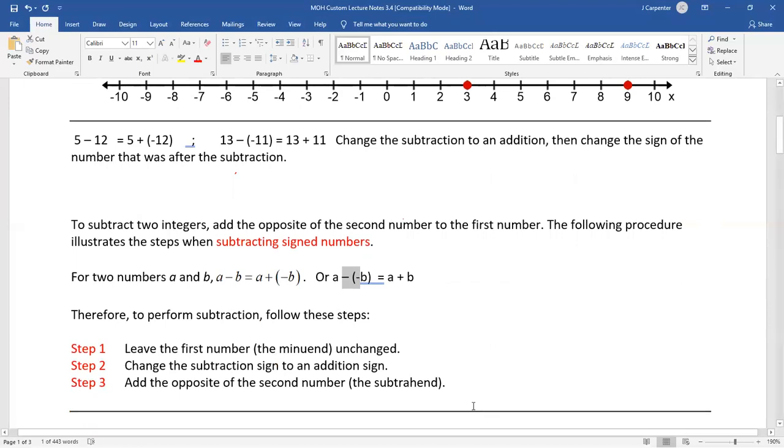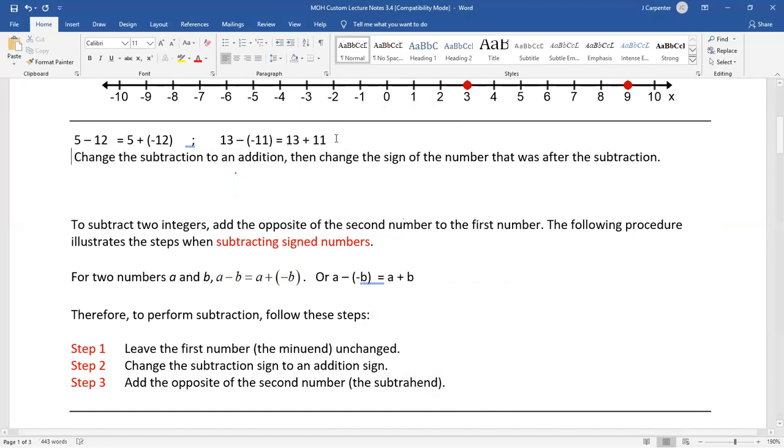And this is the textbook's version of it. And I really don't like the fancy words minuend and subtrahend. I will admit I have never used them verbally in my entire life. So leave the first number unchanged. Change the subtraction sign to an addition sign, then add the opposite of the second number. Again, that says exactly what we just set up here.